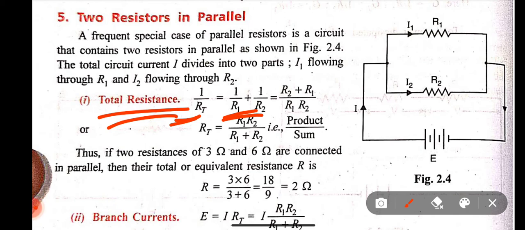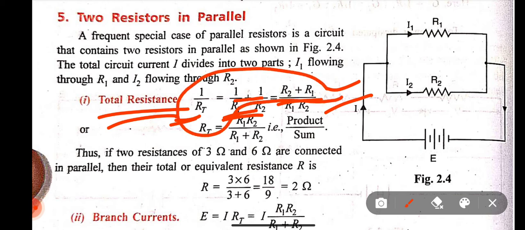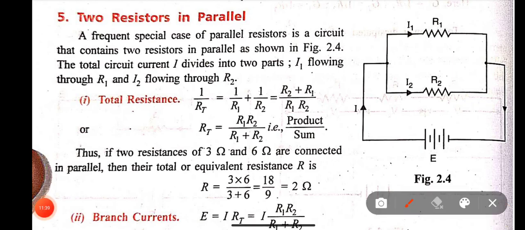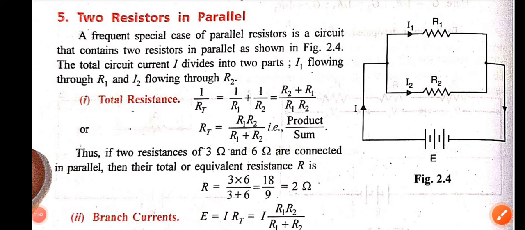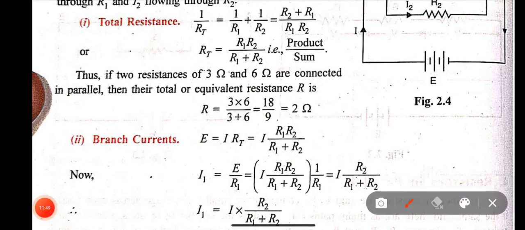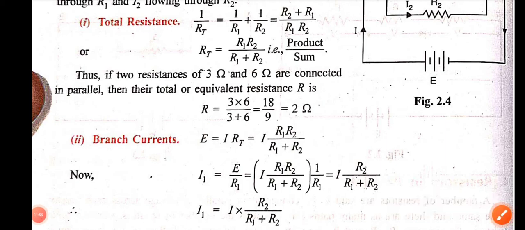When we solve this formula by taking the LCM, we find R1 into R2 in the numerator and R1 plus R2 in the denominator, right? To make the calculation easy, we learn the trick: in the numerator we take the product, and in the denominator we take the sum, then we find the total resistance. So in a parallel, if we have to find the total resistance, we can use this formula to find it very quickly, because in a competition it's really important to solve in less time.